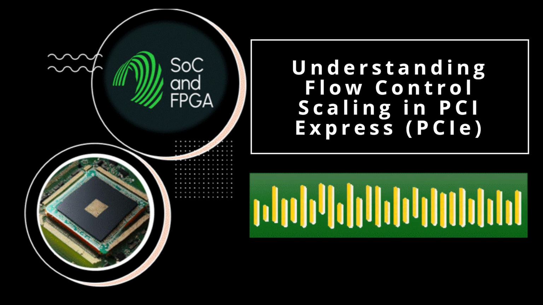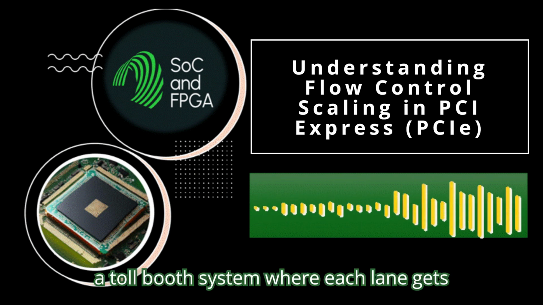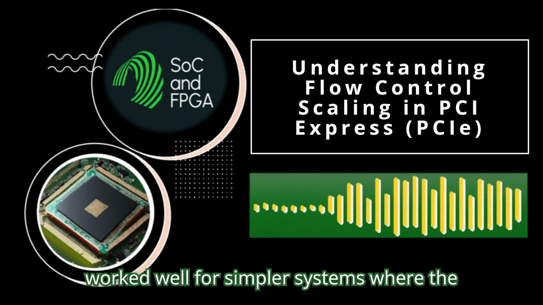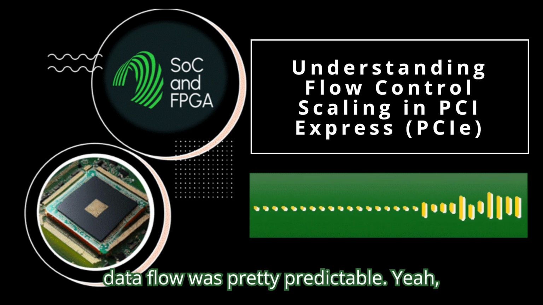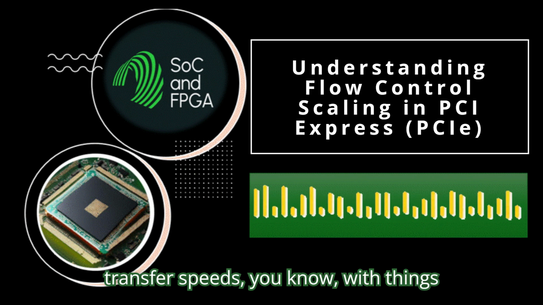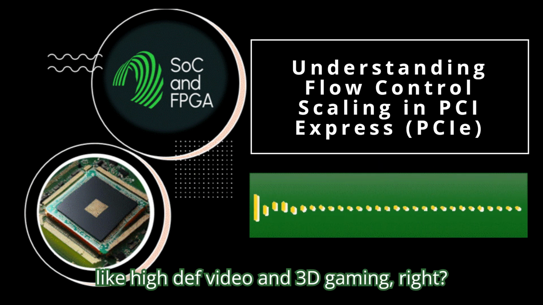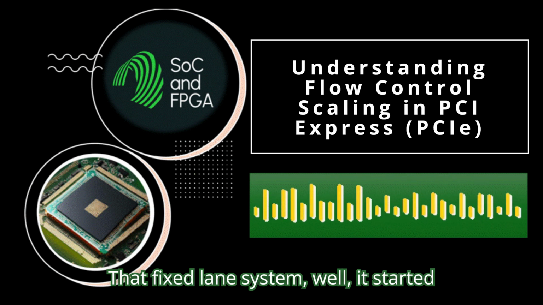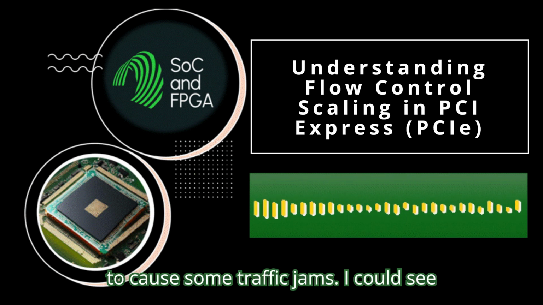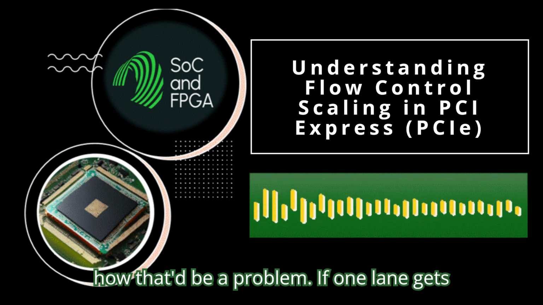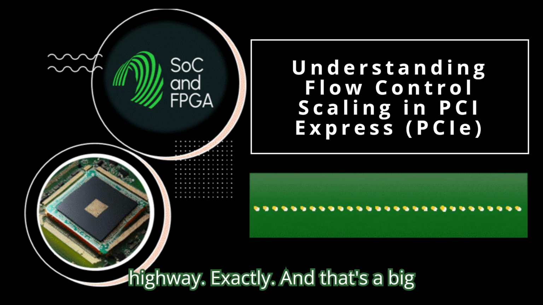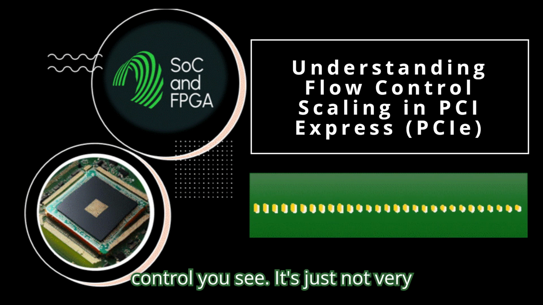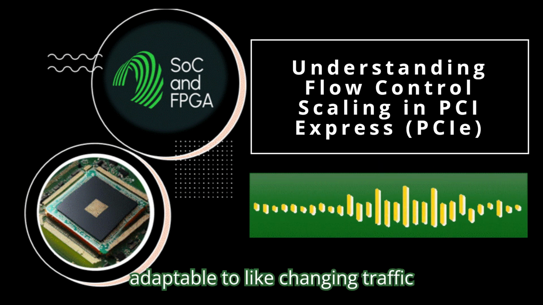So it's kind of like a toll booth system, where each lane gets a limited number of passes? Exactly. This worked well for simpler systems where the data flow was pretty predictable. Yeah. But as we started pushing those data transfer speeds, with things like high-def video and 3D gaming, that fixed lane system, well, it started to cause some traffic jams. I could see how that'd be a problem. If one lane gets backed up, it slows down the entire highway. Exactly. And that's a big limitation of the traditional flow control, you see. It's just not very adaptable to changing traffic conditions.